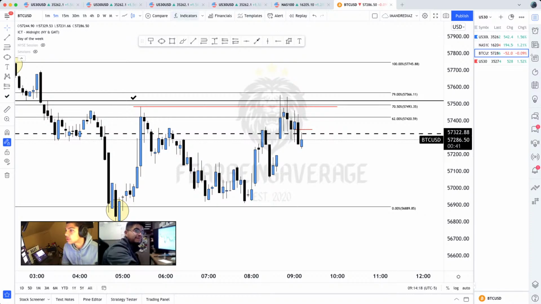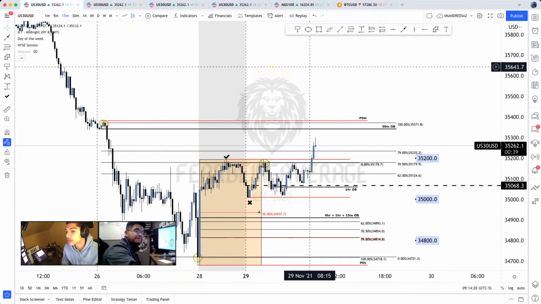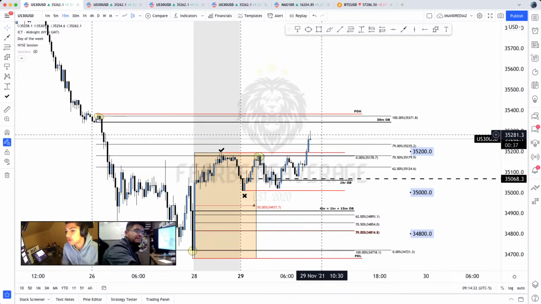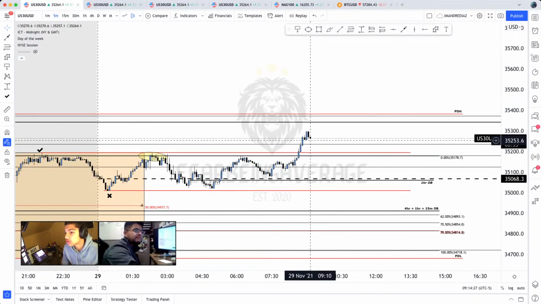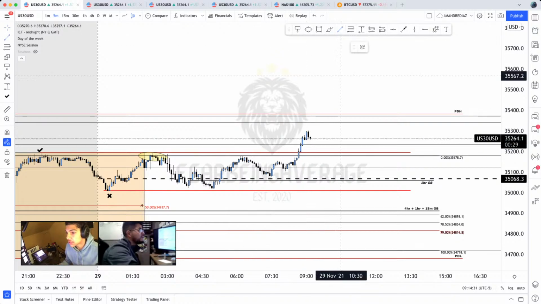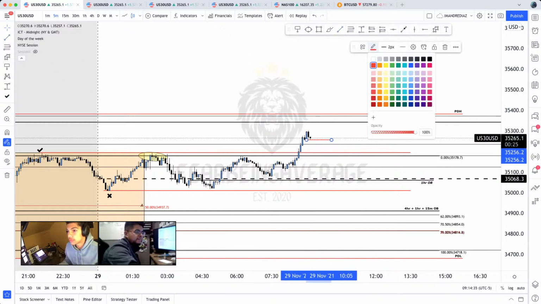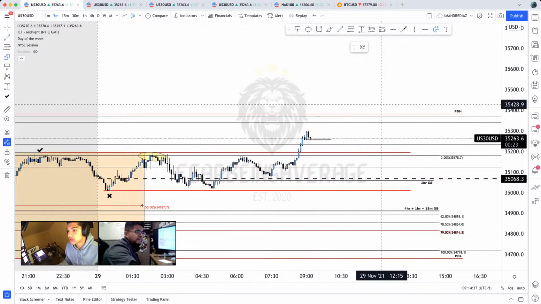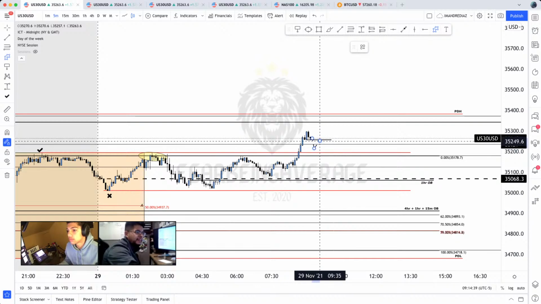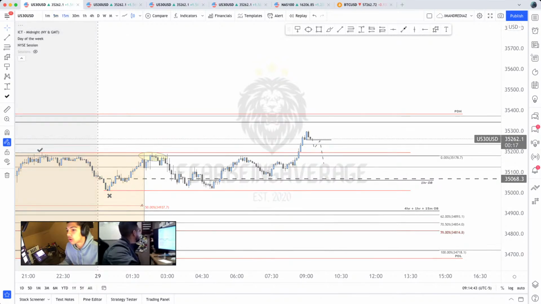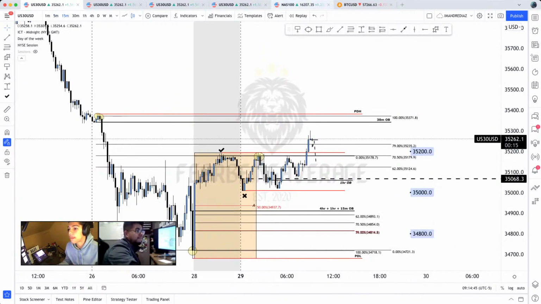And then US30, still rejecting. I at least want to start to see a form of an engulfing, or at least on lower time frames, start to break structure to the downside and look for a retracement to possibly this order block. So if this continues to fall, I will be looking for a possible retest of this. Now right here, this 5-minute order block. So if price continues to drop, it would be like that.